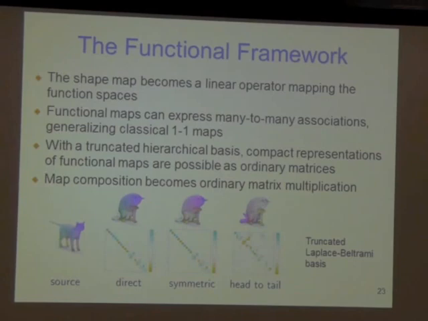Furthermore, for related shapes like I show here, very often these maps are very sparse because you preserve structure as you map. And here I show the case of mapping this cat to three other cats using the direct obvious map. The map is mostly diagonal, there's still some noise because I have truncated the bases. This is the symmetric map when I flip left and right, still very, very sparse. And this is a strange map when I map the head, as you can see from the color, to the tail. And this is much less sparse, as you can see.